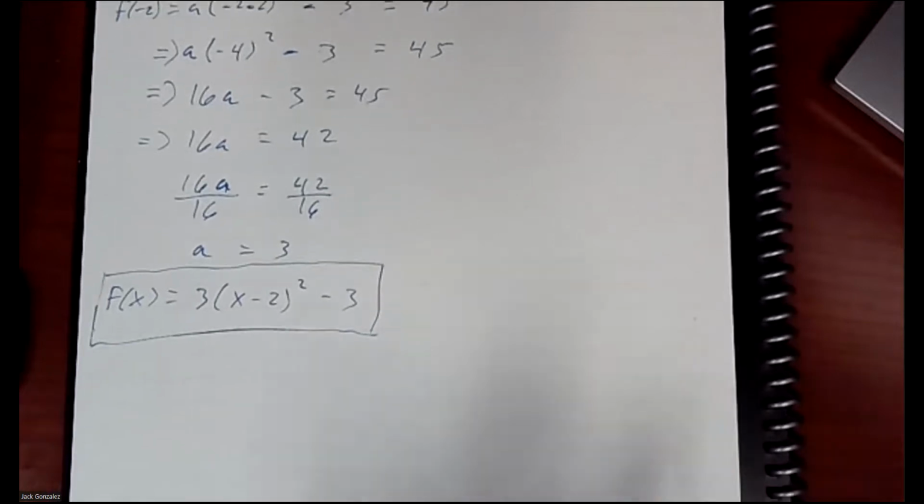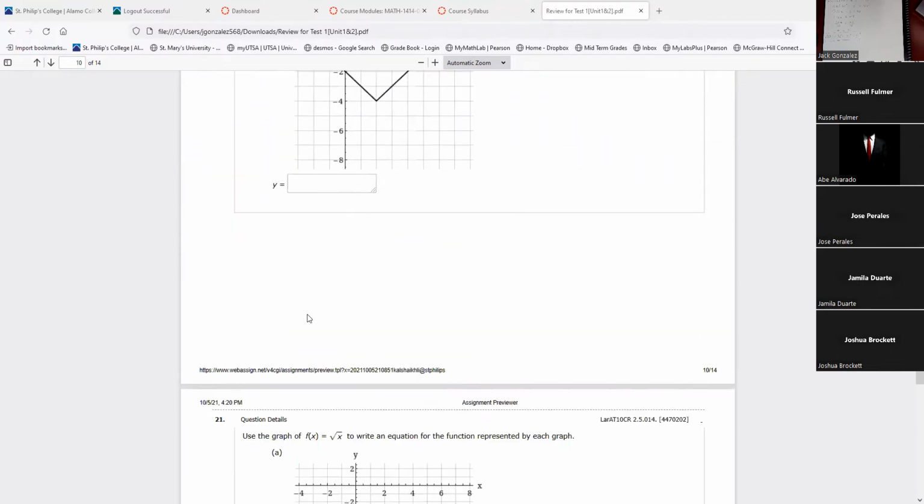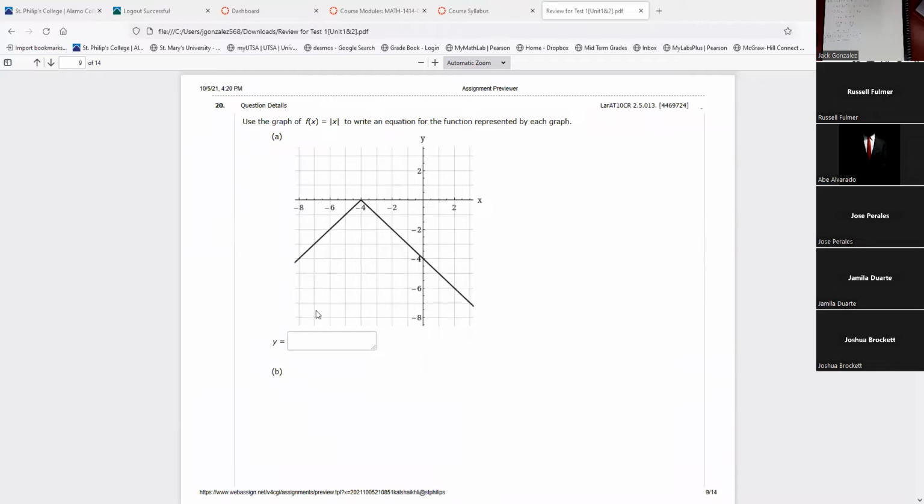Okay. Number 20, they just want you to use the graph of f of x to write an equation for part A. B. So basically, they told us that this is an absolute value function, but it's pointing downward, right? And it's been shifted from the center to the left, -4.